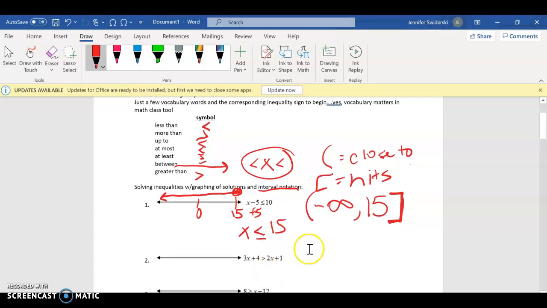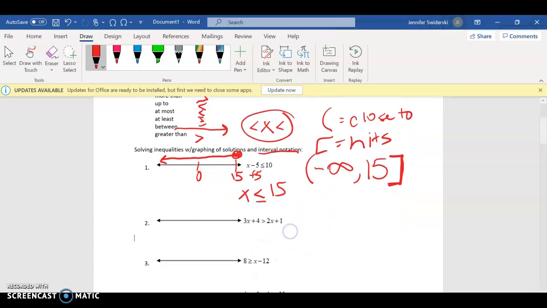All right, let's try this next one. Hear me out. Let's first of all graph, and then we'll do interval notation. So I'm going to subtract 2x on both sides.